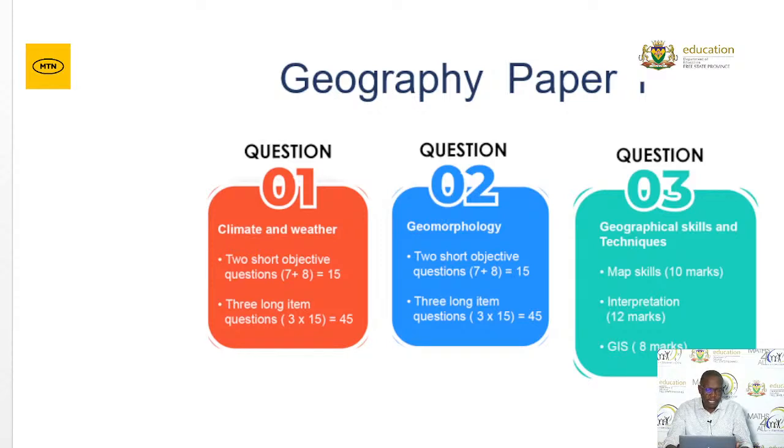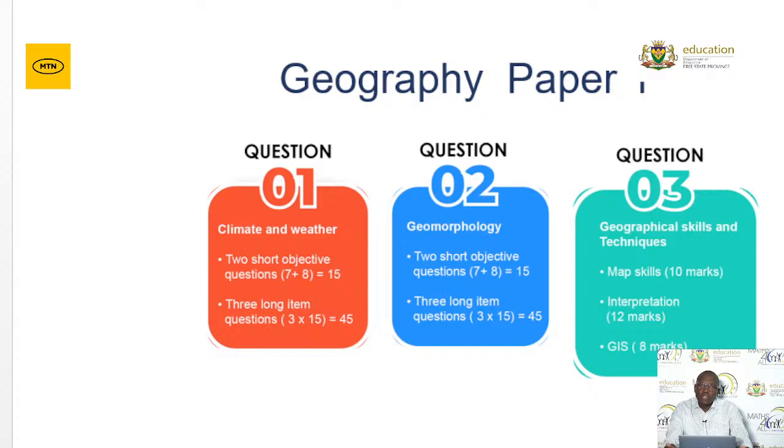Question 1 is climate and weather. We're having two short objective questions, most probably 7 and 8, which is 15 marks. Now, let's remember, my learners, that those short objective questions are the concepts in geography. Most of the time, if you don't understand concepts in geography, you won't be able to understand any process that is followed by those concepts.